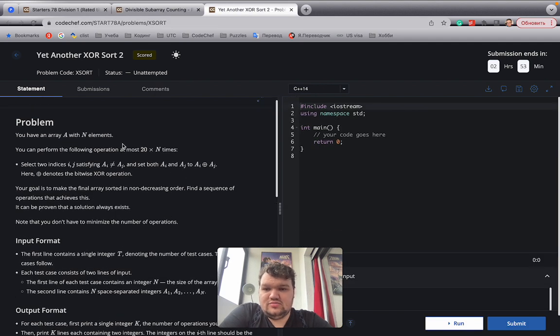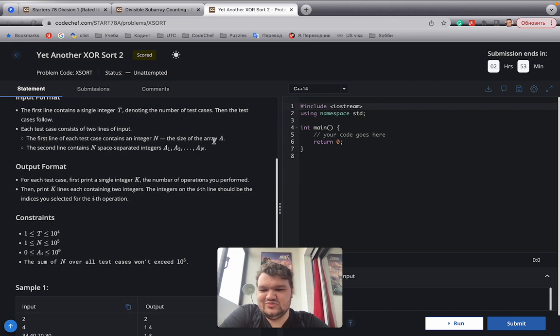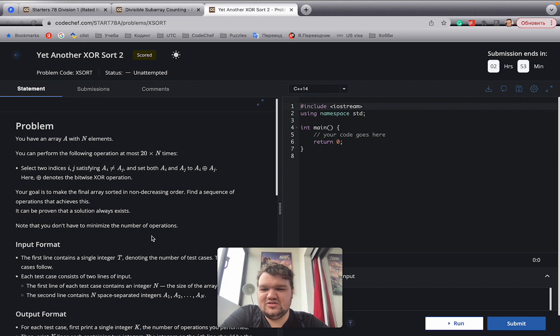And the last problem for today, yet another sort 2. Have an array. Perform the following operation log times n times, I assume. Oh no, the a is big. Well, maybe log n times. Select two indices and set both to their XOR. The goal is to make the final array sorted in non-decreasing order.